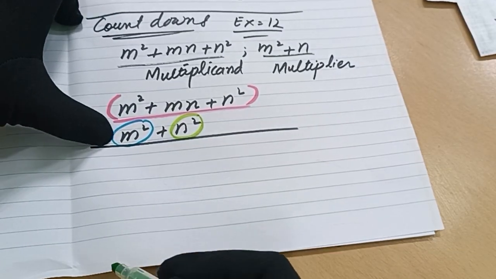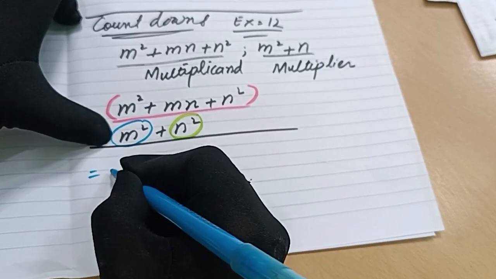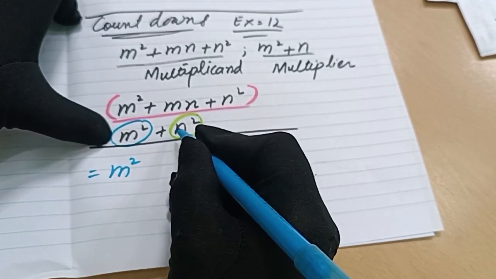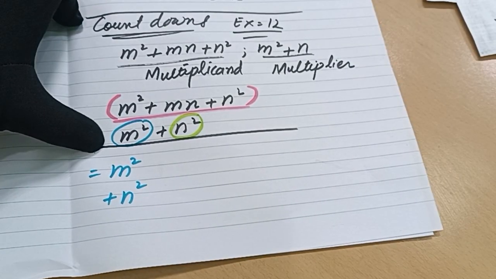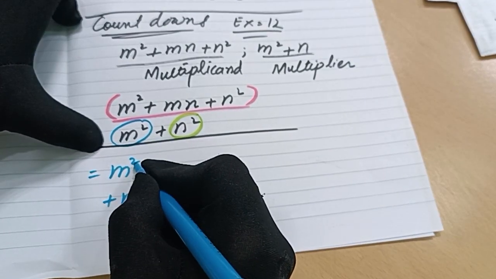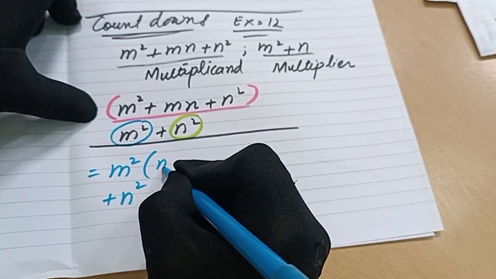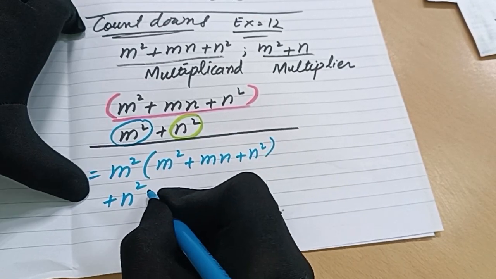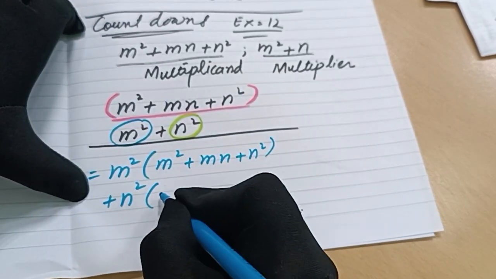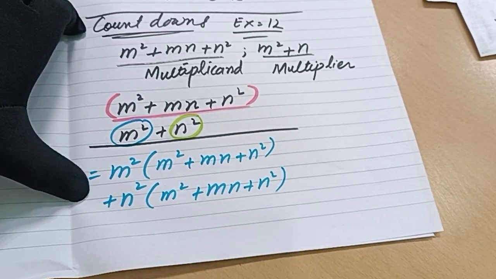Okay, so let me write down the first term here. First term here, I will put the equal sign m square, and then I will write the second term plus n square. Okay, I write first term m square plus n square. Then I need to multiply this complete m square plus mn plus n square, and here also I need to multiply this with complete m square plus mn plus n square.